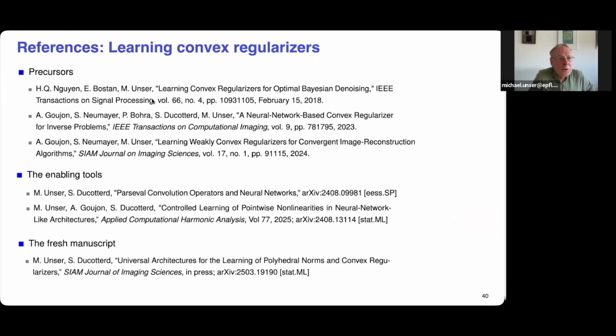Here are the references. We had some precursors of this, but then we have the enabling tool, which are those Parseval convolutional neural networks. Those are ortho filter banks that make life much easier; they're really easy to train. And also the control nonlinearity that I used in the competing algorithm. If you want all the details, there's a fresh manuscript that has been accepted for SIAM Journal of Imaging Sciences, and it's also available on arXiv.